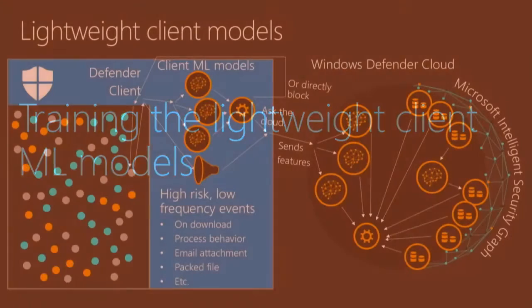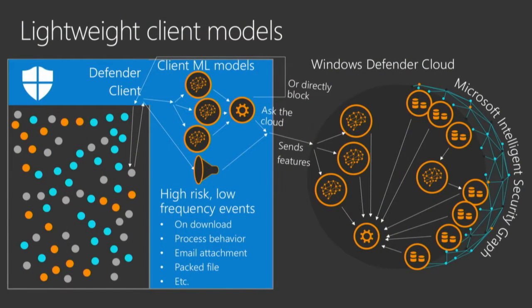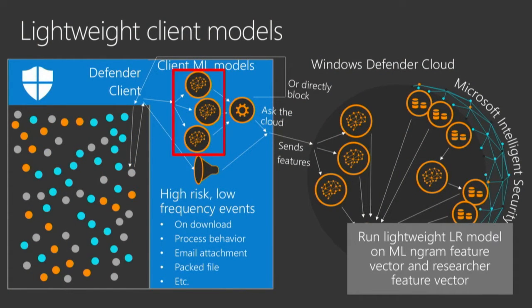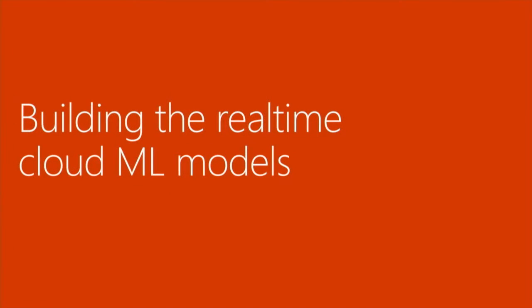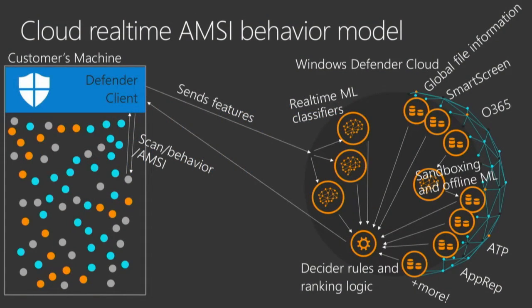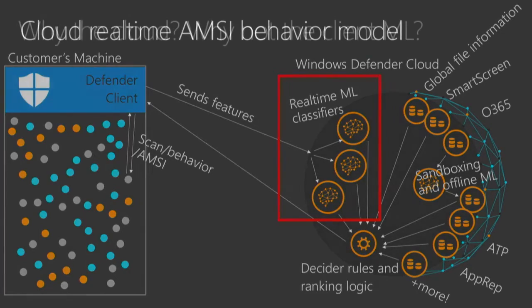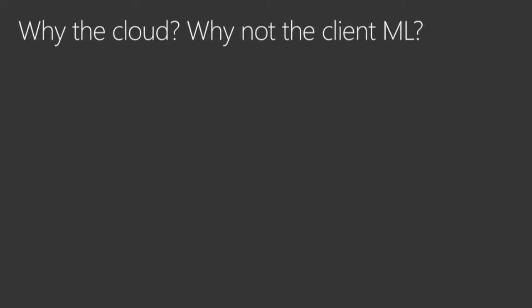On the client, we have deployed a lightweight model. For that, we use logistic regression that operates on features extracted by N-gram based on the contents of the file itself, plus researcher signatures. On the cloud, we have deployed a heavyweight model this time. As Geoff also mentioned, regarding the relation between the client and the cloud, a question you might be asking is: if we have a model on the client, why would we have another one on the cloud?